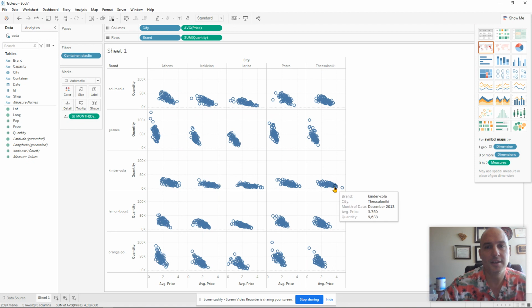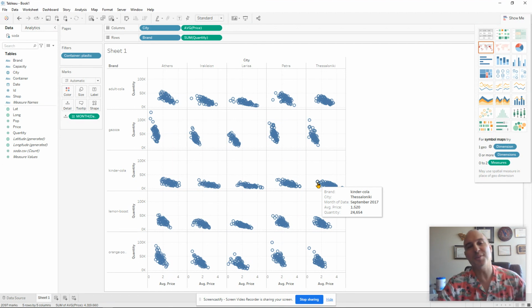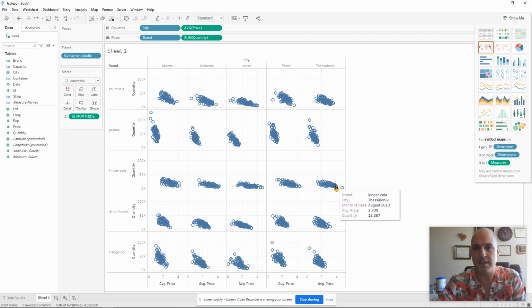Now we see all the different points. So if I look at this, this is September 2017, Kinder Cola, plastic. It has an average quantity of 24,654 in Thessaloniki. I'm so bad about my Greece, so sorry if anyone's Greek here. I'm butchering your beautiful city names. But you can see the point, okay? So this point, and we have all these different, these are all different month-year combinations, all of these points. So we have these all across time, okay?